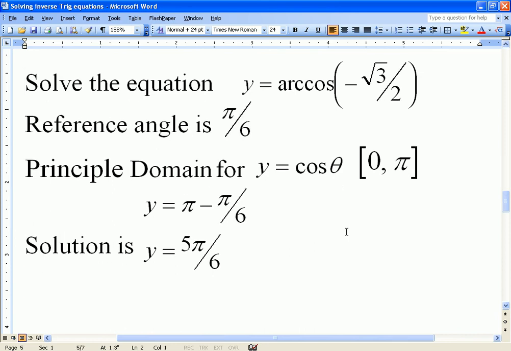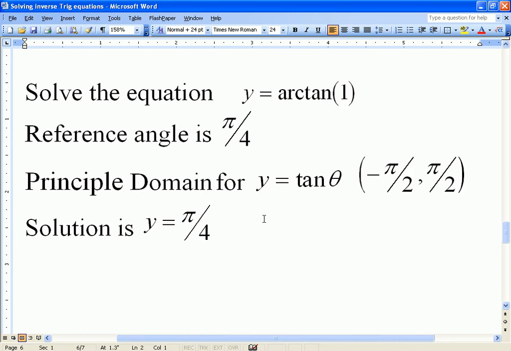Solving the inverse trig equation, y equals arc cosine negative root 3 over 2. Again, looking at the unit circle, we would see that the reference angle is pi over 6. The principal domain for cosine is any angle between 0 and pi. Because the cosine is negative root 3 over 2, the angle must be in the second quadrant. So my angle y would equal pi minus pi over 6. So my solution would be the angle in the second quadrant, 5 pi over 6.